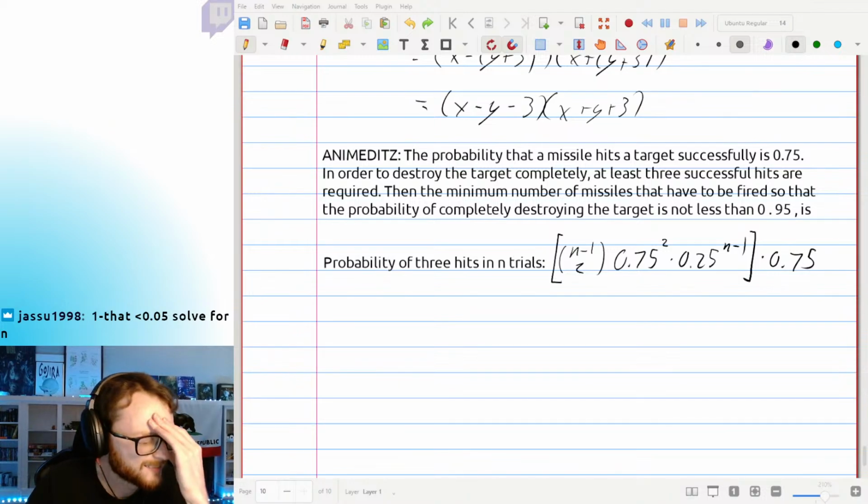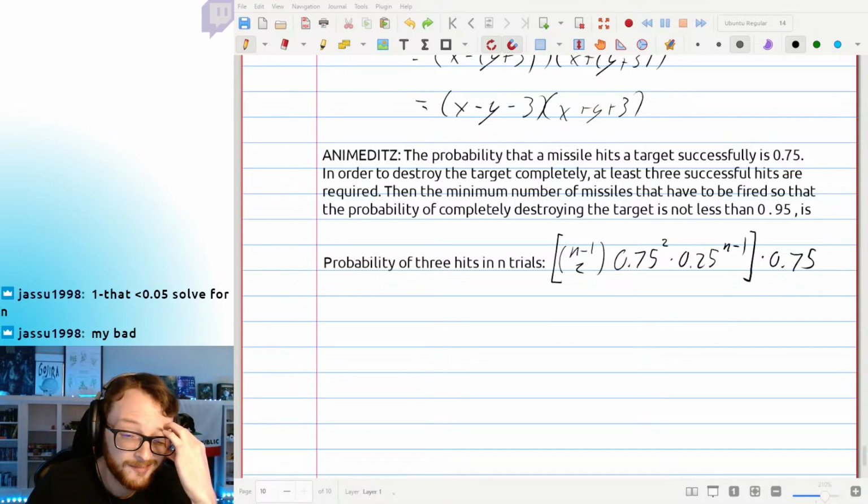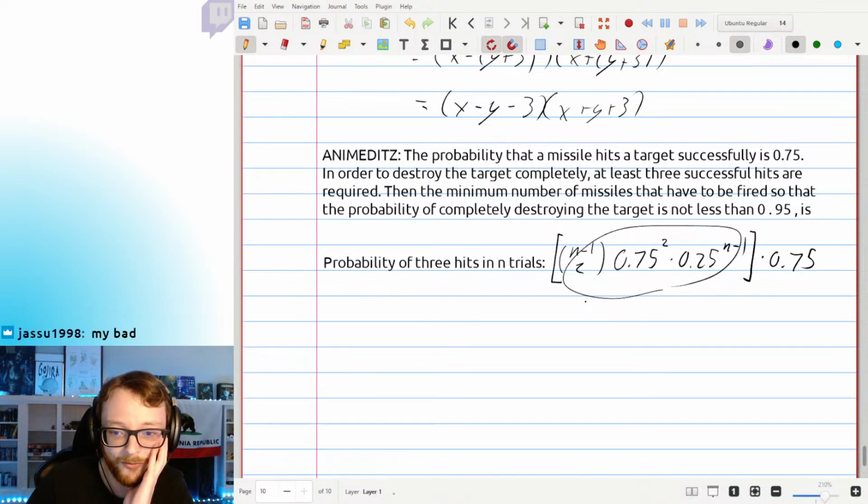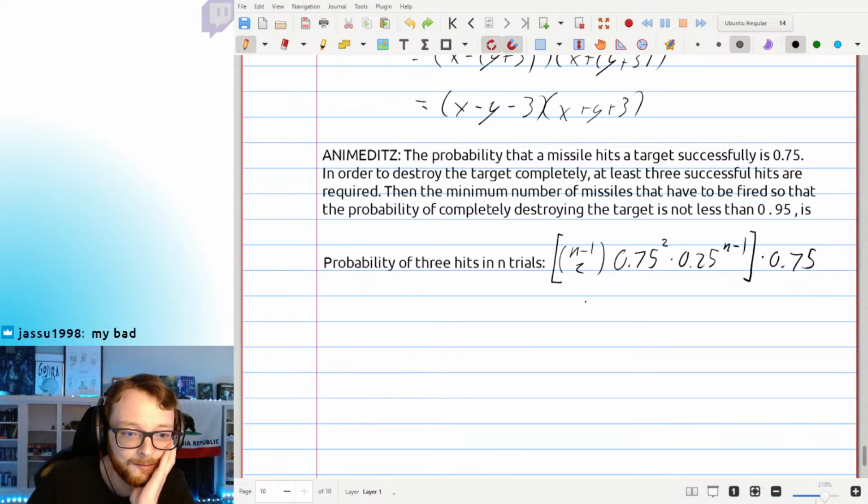Like, you might be right, Jasu. Or it might be something like that. I'm just, probability is hard. Because this thing is decreasing per n, and that makes sense when I think about it. But I thought it would be the minimum number of missiles.